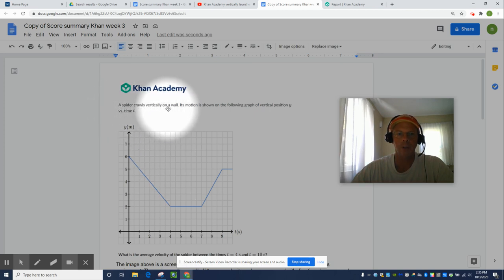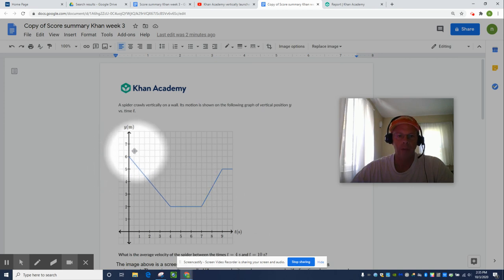A spider crawls vertically on a wall. Its motion is shown on the following graph of vertical position, y versus time. Misconception one is that the spider is crawling down some wall of a valley, across this little trench, and then up the other wall of a valley. No, the spider is going up and down like an elevator.